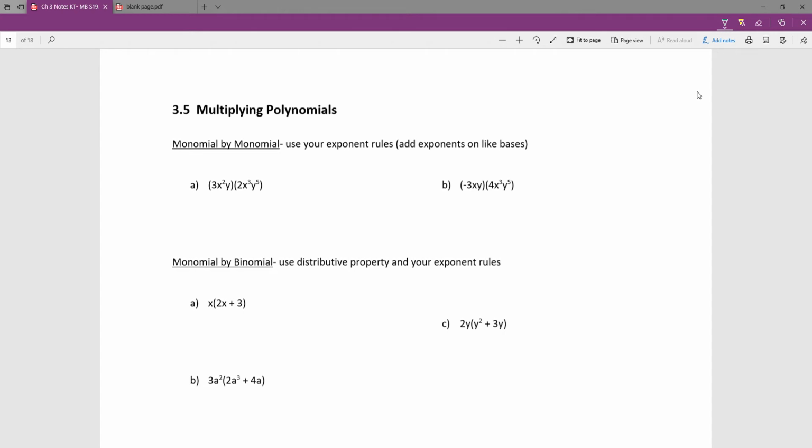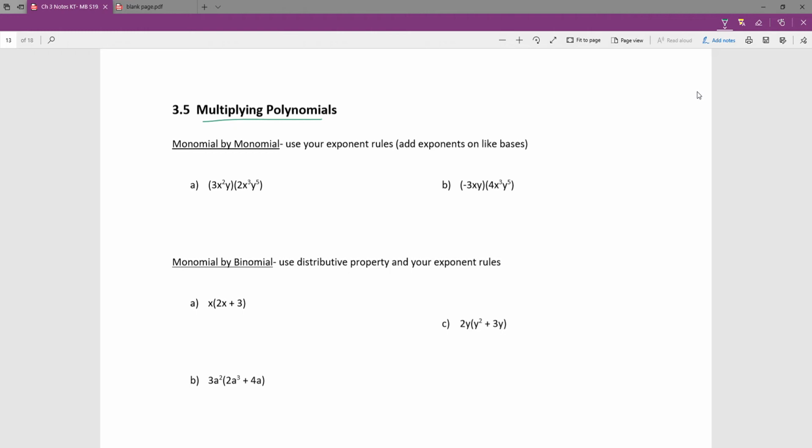So we're finishing up this chapter 3 with the last two sections. Where we left off was adding and subtracting polynomials. 3.5 is going to be about multiplying polynomials, and then 3.6 is going to be about dividing polynomials. And so we've been working through our exponent laws, and then the scientific notation, an introduction to polynomials, and now the operations using those polynomials.